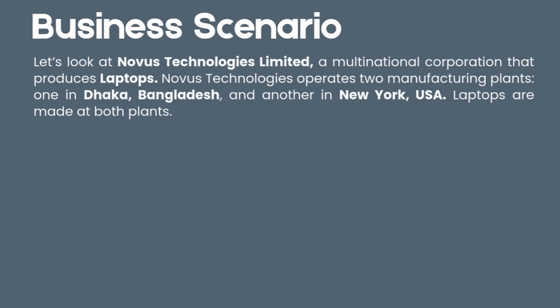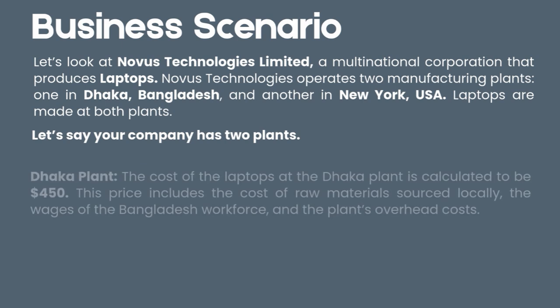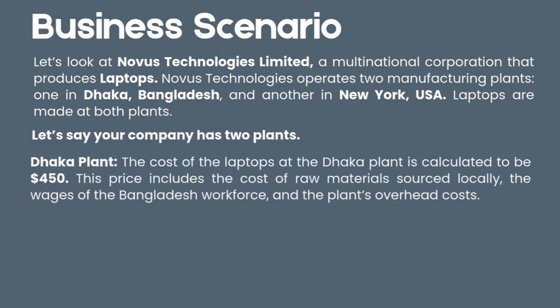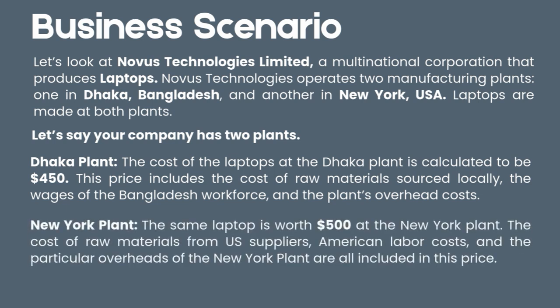Business scenario. Let's look at Novus Technologies Limited, a multinational corporation that produces laptops. Novus Technologies operates two manufacturing plants, one in Dhaka, Bangladesh, and another in New York, USA. Laptops are made at both plants. Let's say your company has two plants. Dhaka plant. The cost of the laptops at the Dhaka plant is calculated to be $450. This price includes the cost of raw materials sourced locally, the wages of the Bangladesh workforce, and the plant's overhead costs. New York plant. The same laptop is worth $500 at the New York plant.